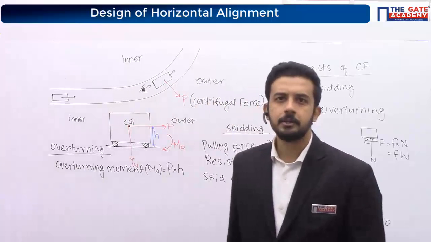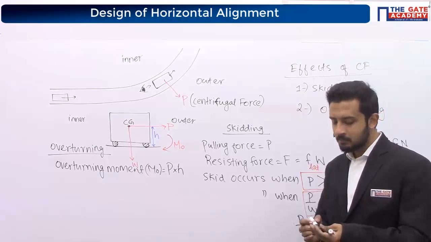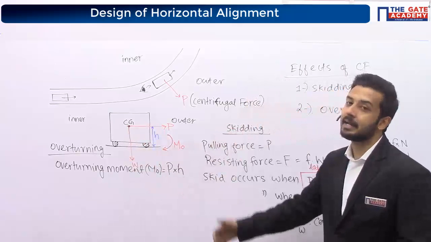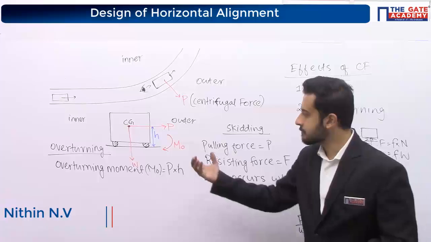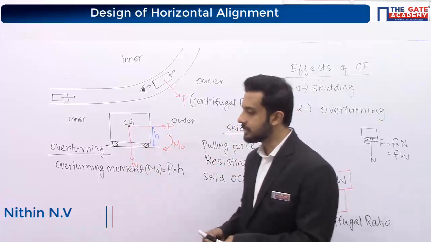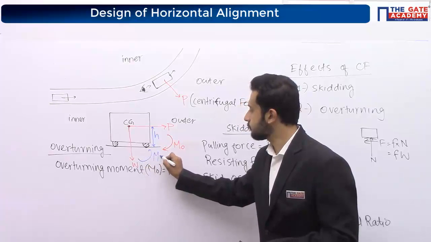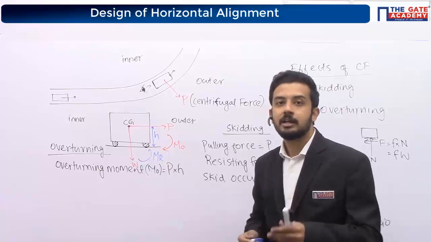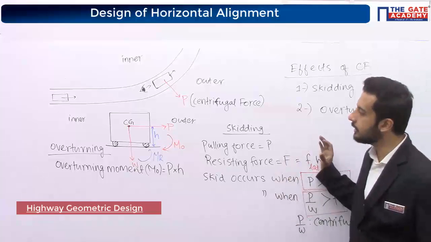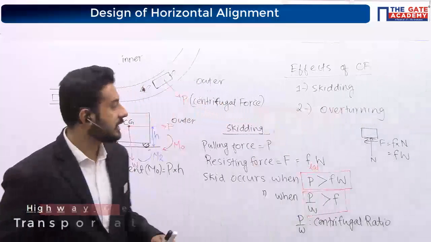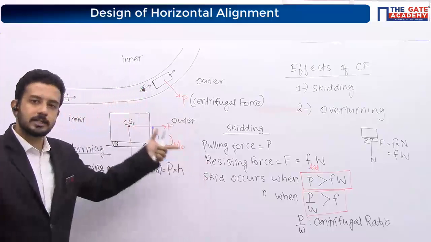Why not W will create a moment? Yes, definitely W will create a moment. That moment will be in the opposite direction. This is in the clockwise direction, which tries to overturn. The W will create an opposite moment, in the anti-clockwise direction. That will create the resisting moment. Here your friction is going to resist the skidding force, but here a moment is required in the opposite direction to resist the clockwise moment.